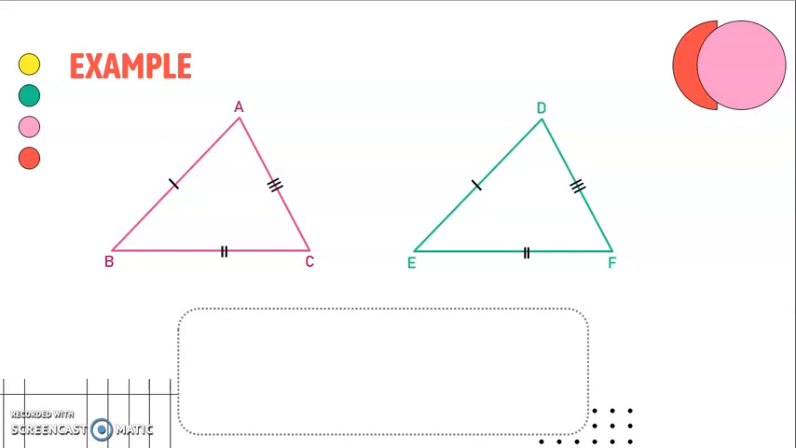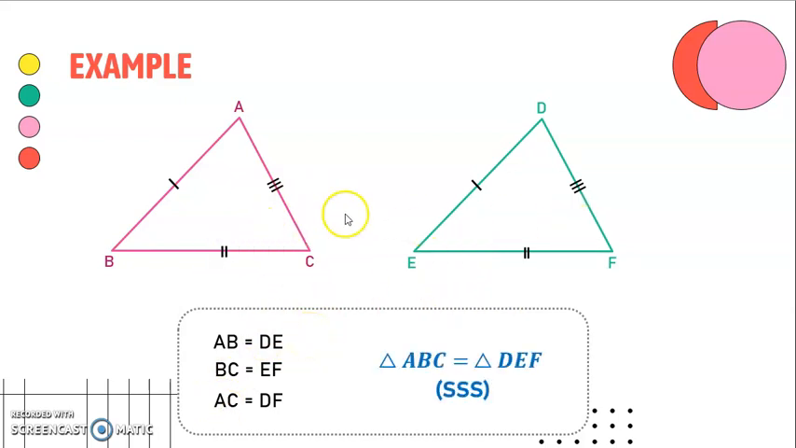So let's see this example. So we have these two triangles here, triangle ABC and triangle DEF. So how do you prove that these two triangles are congruent? We see first, AB is equal to DE, BC is equal to EF, and AC is equal to DF. Since all three sides of the triangles are equal, we can say that both triangles are congruent by using SSS, or side, side, side.